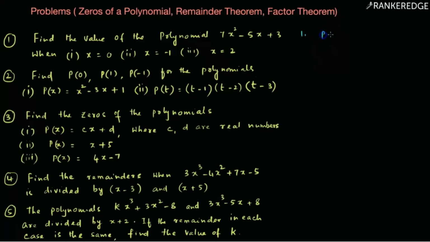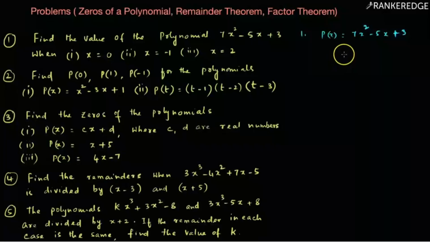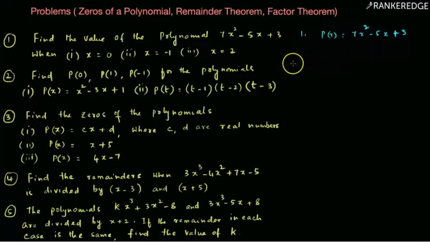So let's say this polynomial is p of x, 7x squared minus 5x plus 3. We have to find the value of this polynomial when x is equal to 0 for the first one. So we use the method of substitution. We put 0 wherever we find x in that polynomial. So we denote that by p of 0. That is equal to 7 into 0 square minus 5 into 0 plus 3. So this and this will go away because those two terms will be 0. This is equal to 3.